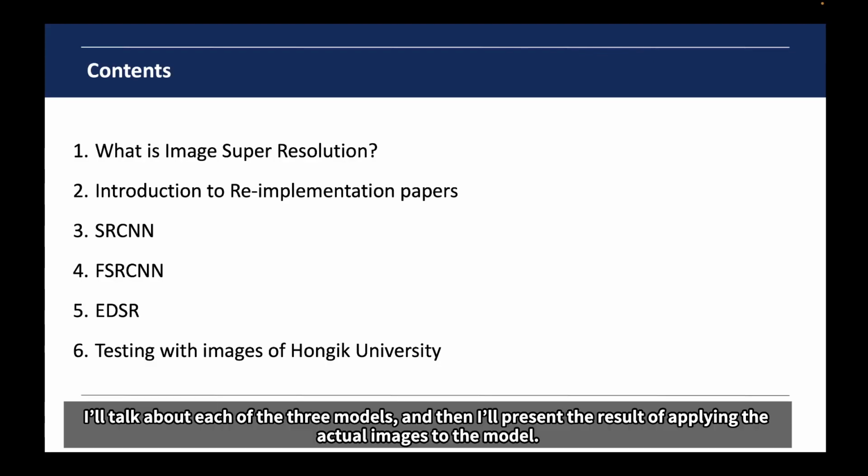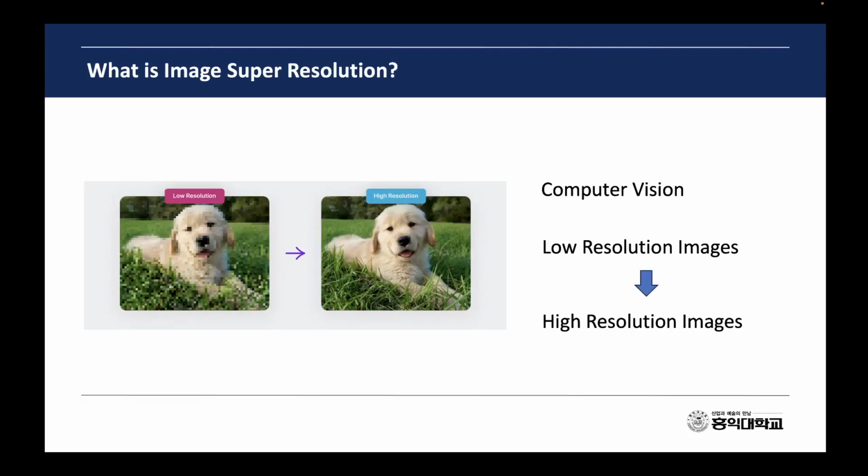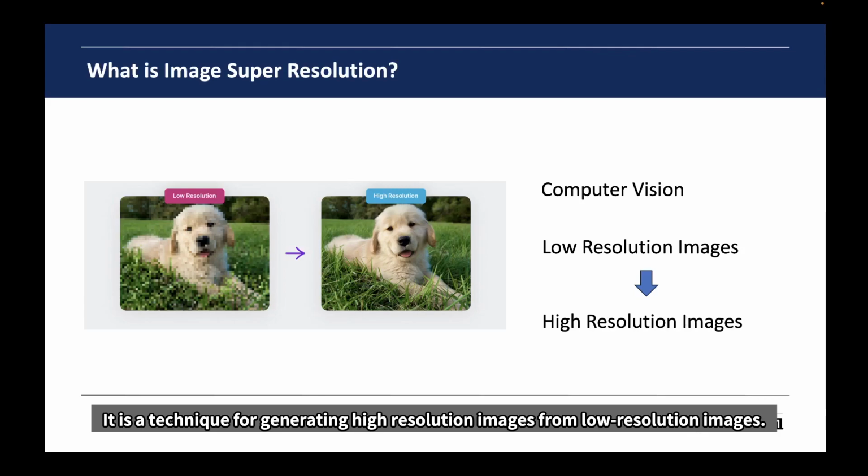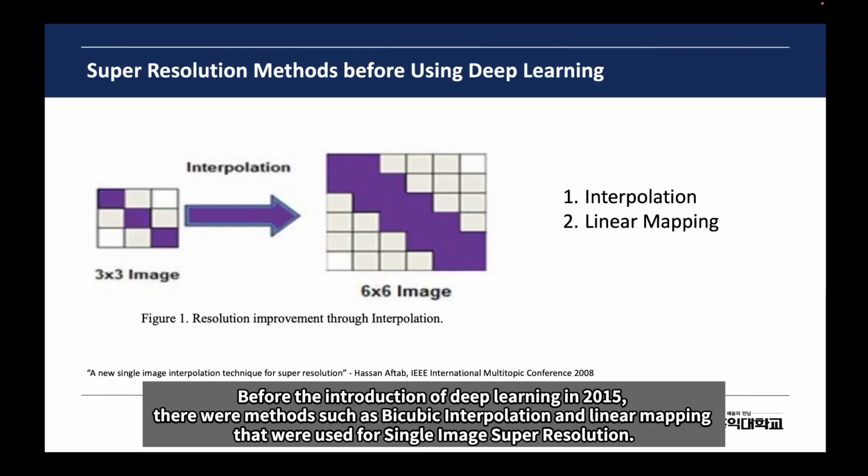I talk about each of the 3 models, and then I present the result of applying the actual images to the model. Single image super resolution is a branch of computer vision research and a classical problem. It is a technique for generating high resolution images from low resolution images. Before the introduction of deep learning in 2015, there were methods such as bicubic interpolation and linear mapping that were used for single image super resolution.